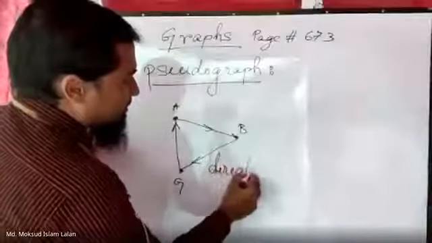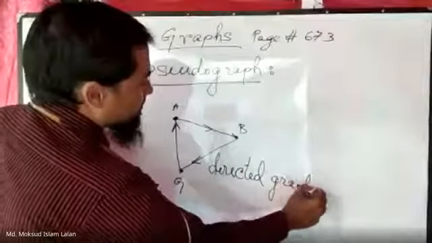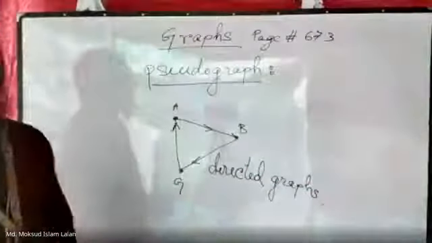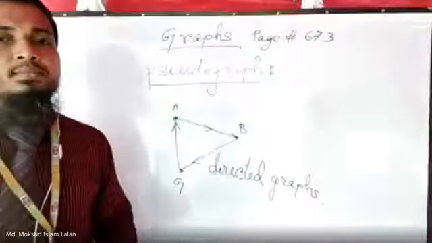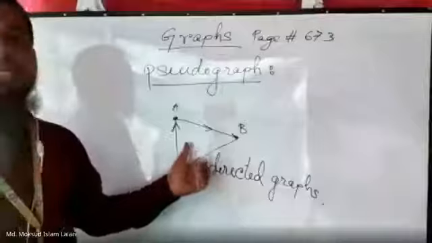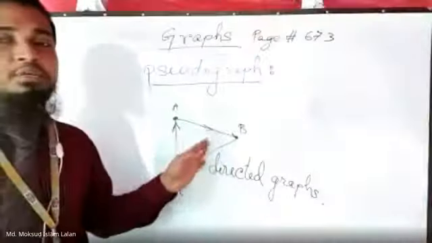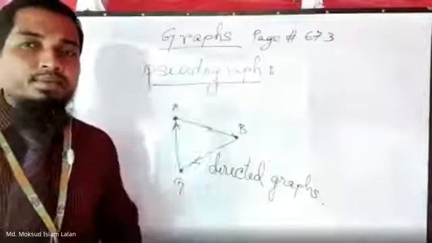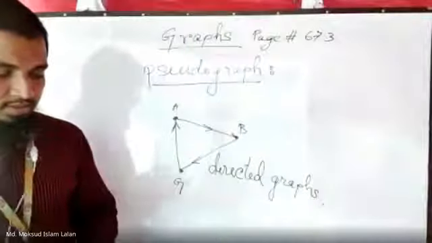Do you understand? Is it clear, Rikta? Yes, sir. It means that provides us the direction. If direction exists, then you can say a directed graph. But if direction is not given, then you can say undirected graph. Okay.